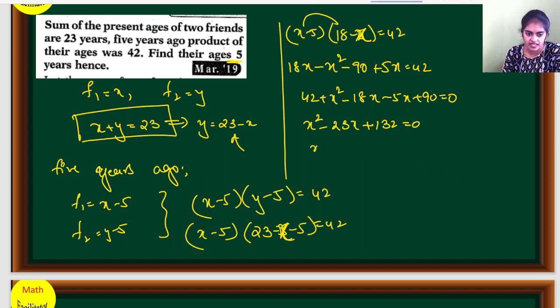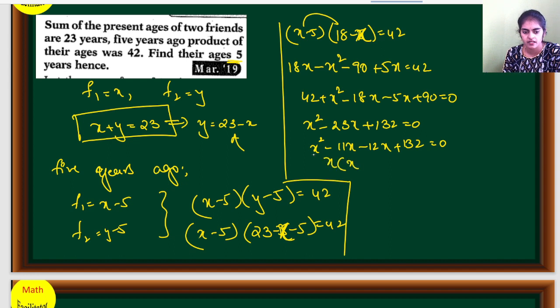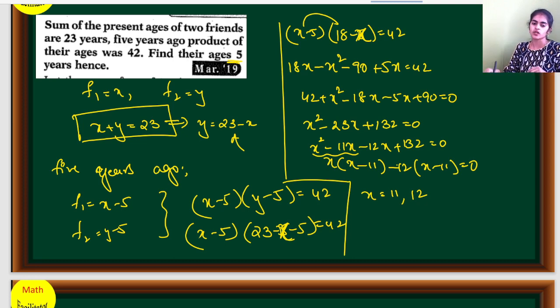So now see here, if you factorize, you will have X square minus 11X minus 12X plus 132, because 11 12s are 132. So again I can take X common from the first two terms. So I have X minus 11, and minus 12 if I take common, I'll have X minus 11 equal to 0. So X equal to 11 or 12 you will have.